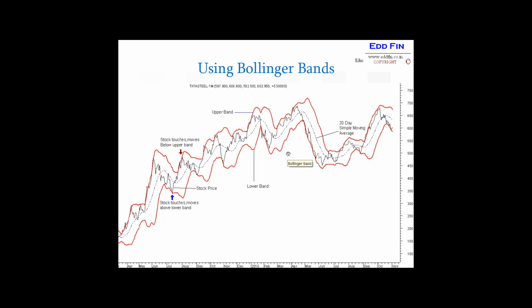When the stock touches the upper line, it is more or less in the overbought zone. When it retraces from the upper band, it starts falling, and vice versa on the lower band.